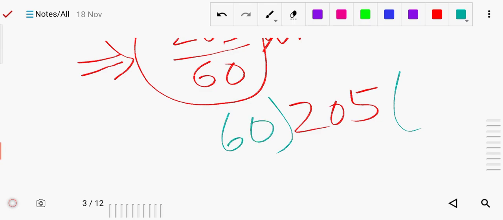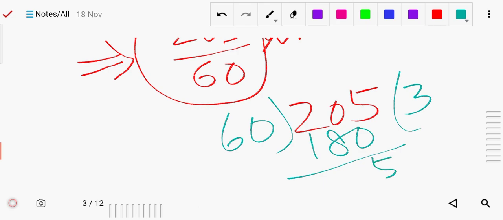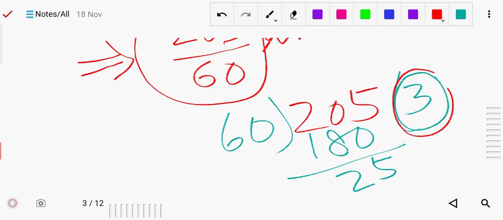So how many times can you divide it? Here 3 times you can divide, so it will be 180. Then 5 will be here, it will be 2. Now 25 is the remainder. So your answer is, now this part will be your minute, and this part you have to convert into the hour.